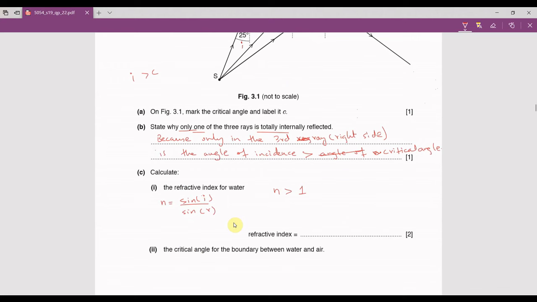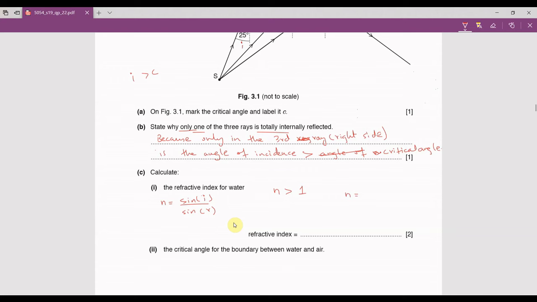So if for some reason your answer is less than 1, just remember that that answer is wrong. For refractive index, the answer is always going to be greater than 1. So in this case, where the light is traveling from water to air, from a denser medium to less dense air, always use the bigger angle. If you just remember to use the larger angle on the numerator, you're always going to get the right answer.